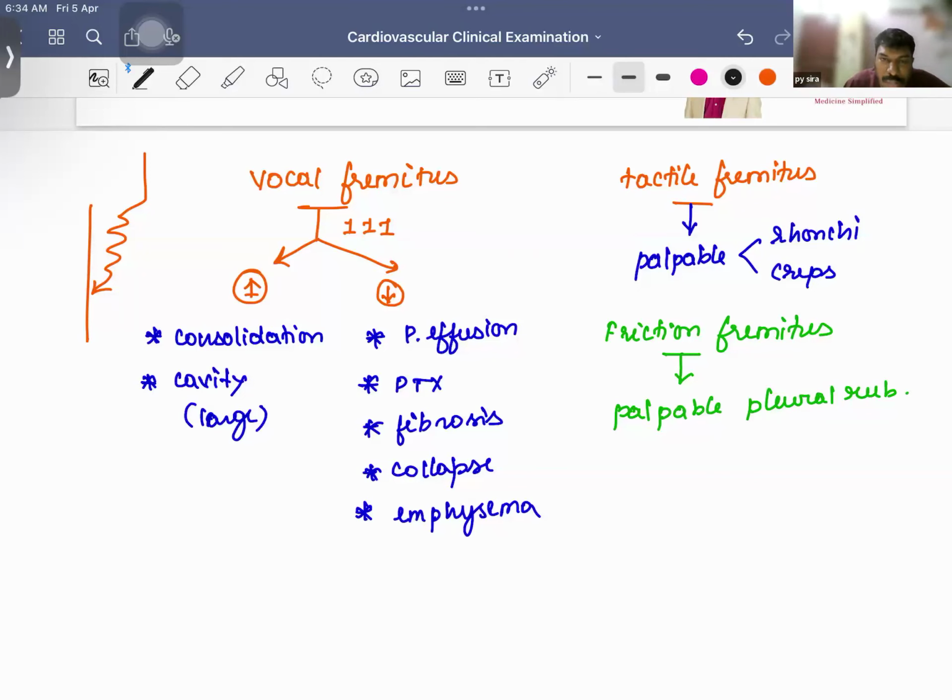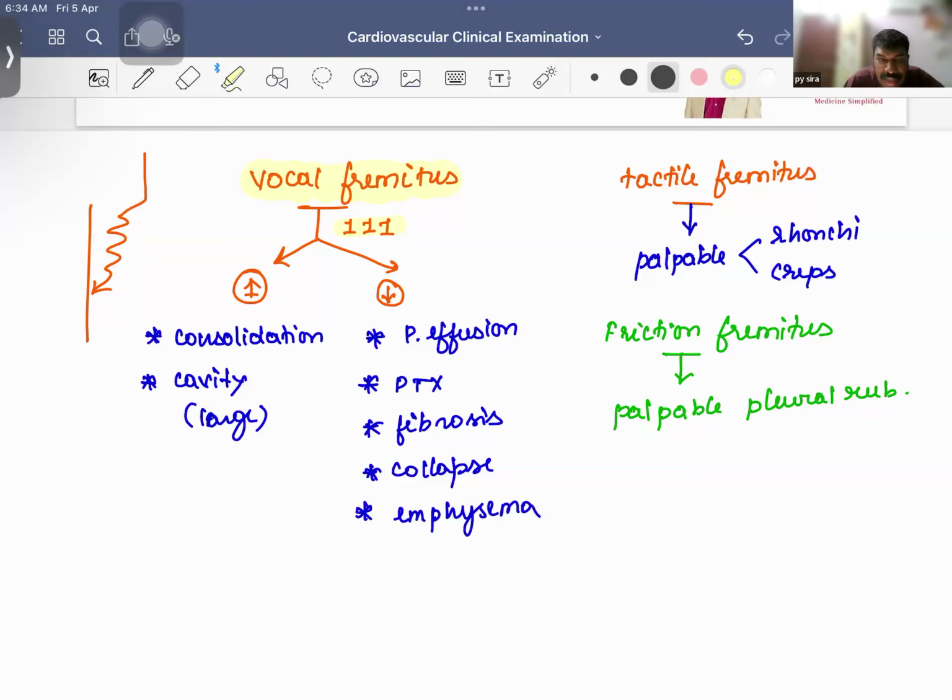Vocal fremitus we didn't discuss, I think. I'm going to start from vocal fremitus. So what is vocal fremitus? It is a palpable parameter where you make the patient say some number, like 1111.